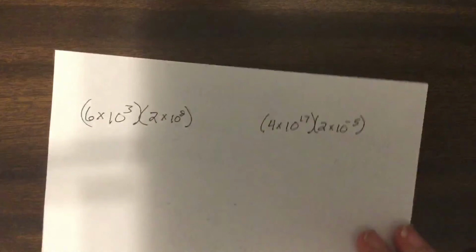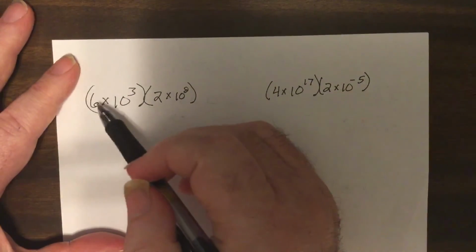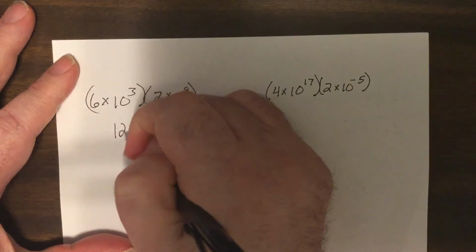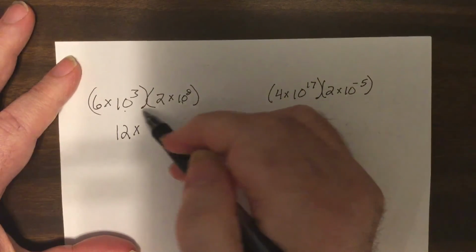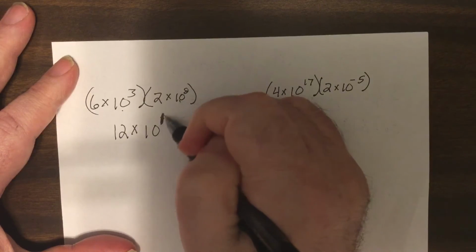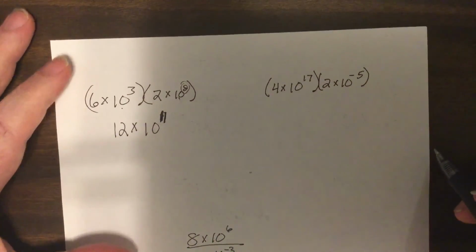Now you can do operations with scientific notation. You just multiply the number part out front. 6 times 2 is 12. Times, when you multiply two things with the same base, you add the powers, so it'd be 10 to the 11th. Almost wrote 8 because I saw that number, but you add them.